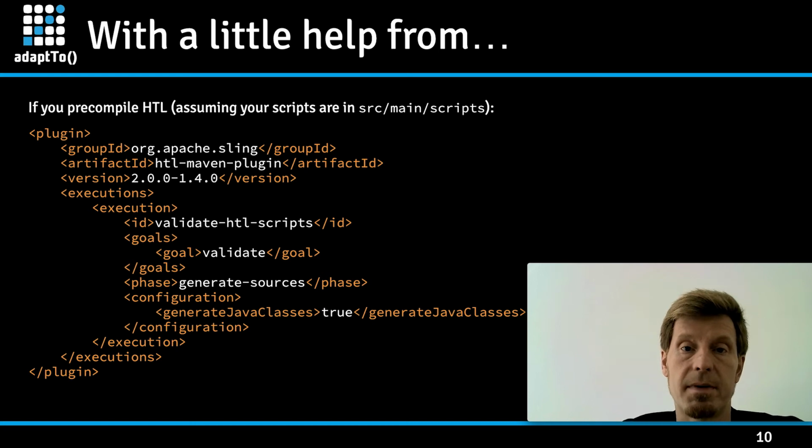However, the scripts will not be precompiled at that point. For that, depending on the kind of scripts you have, you have to add one or two other plugins, namely for HTL, the HTL Maven plugin, which has the validate goal, which is nice because on the one hand, it validates your HTL files during build time, but also if you give it a property generateJavaClasses true, it will generate the Java classes during build time, and then you can just compile them with the Maven compiler and bundle them up in your bundle, and then you have precompiled HTL scripts.